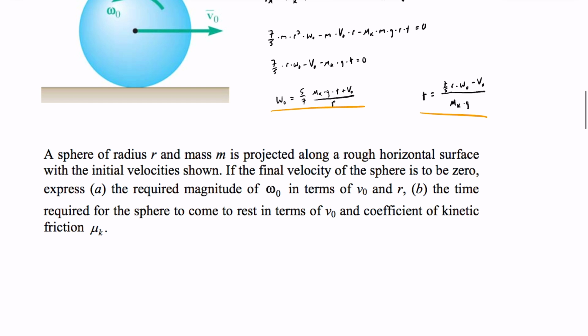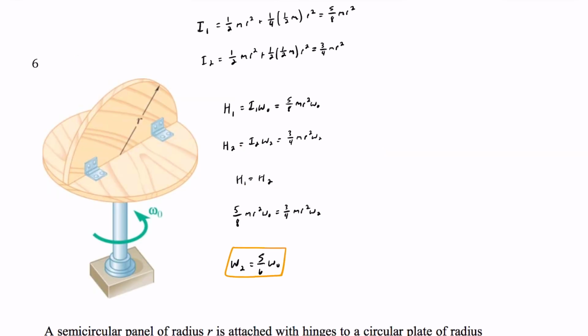Okay. For 6, I did I1 equals half mr squared plus 1/4 times half mr squared equals 5/8 mr squared. I2 equals half mr squared plus half times half m times r squared equals 3/4 mr squared. H1 equals I1 omega naught, which equals 5/8 mr squared omega naught. H2 equals I2 omega 2 equals 3/4 mr squared omega 2. And then you do H1 equals H2, plug them in, and you get omega 2 equals 5/6 omega naught.